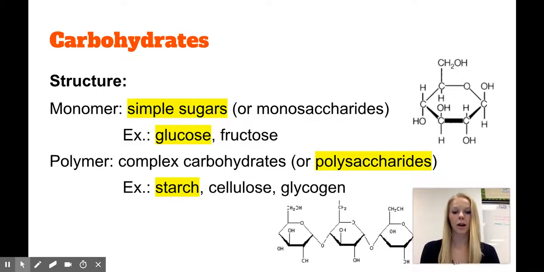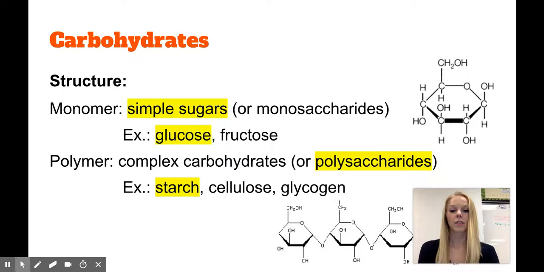The structure of macromolecules is identifiable by their monomers. Monomers are the building blocks of polymers. Think of them as individual Legos. Polymers are just a bunch of monomers linked together. Think of them as stacks of Legos.